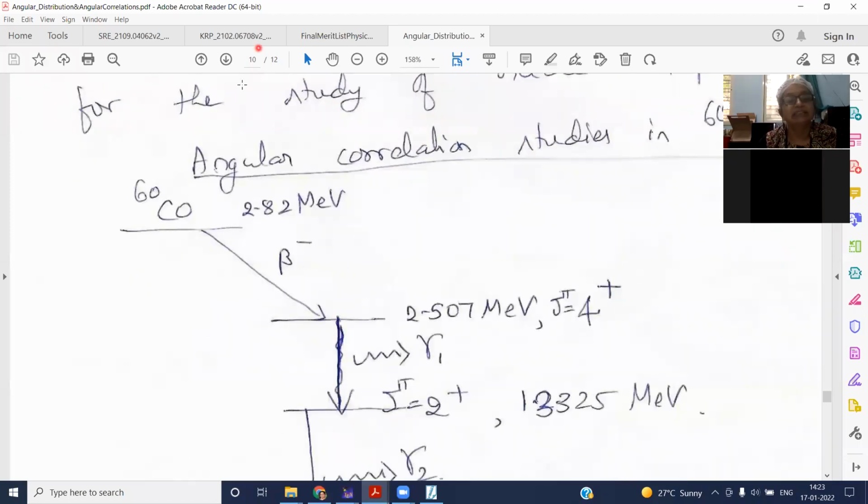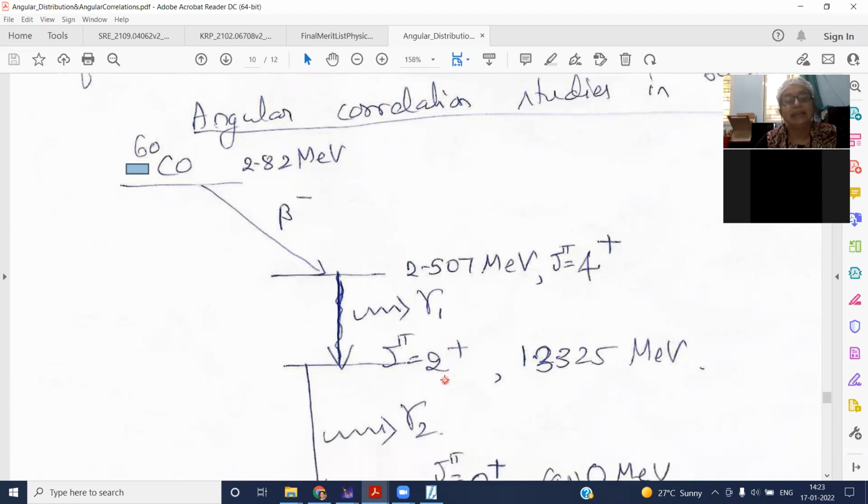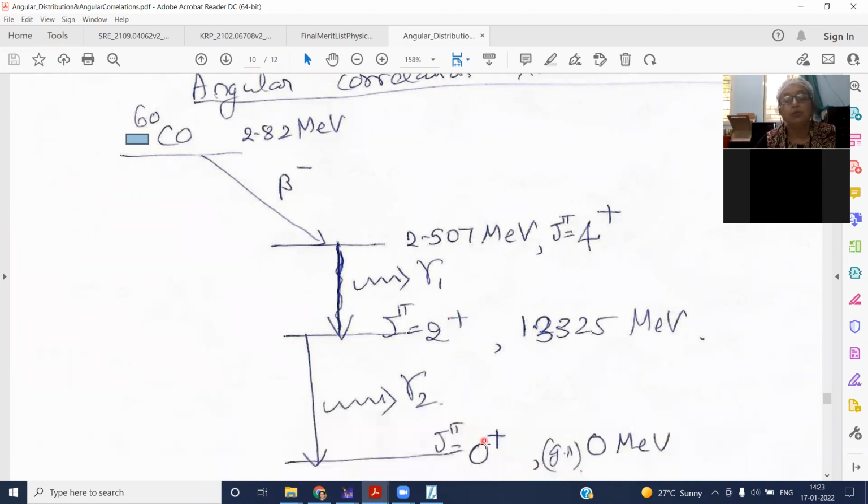So I have a cobalt-60 nuclear level. It emits a beta particle. After the emission of the beta particle, the nucleus becomes a different nucleus. But I am keeping a source which is cobalt-60, and the cobalt-60 emits a beta particle, and then it is in the excited state of some other nucleus. It emits a gamma-1, and then it emits a gamma-2 to go to the ground state of the daughter nucleus.